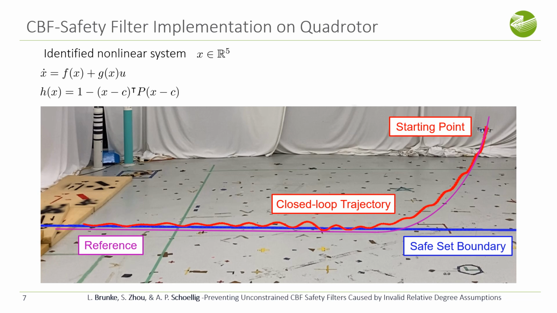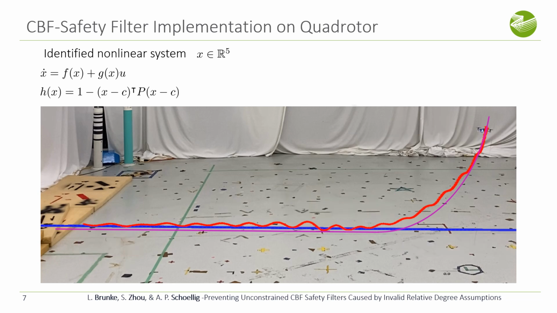We implemented the CBF safety filter on a quadrotor. The goal here is to track an unsafe reference in magenta, as the safe set, here the boundary in blue, is violated. The goal of the safety filter is to prevent the quadrotor from leaving the safe set. You can see that there are oscillations in the closed loop trajectory and that the safe set is actually violated.